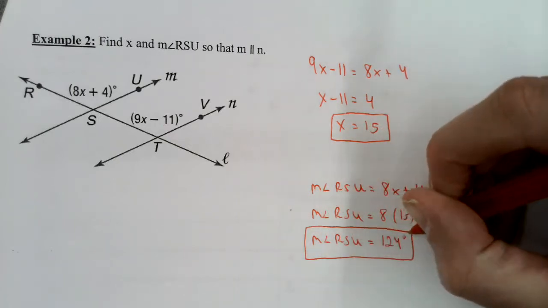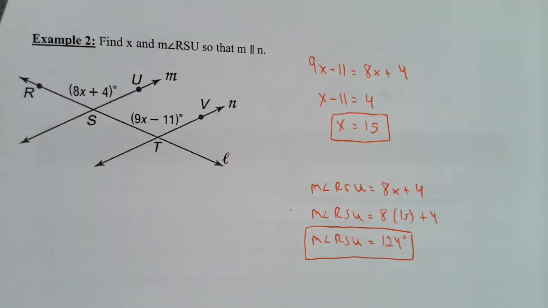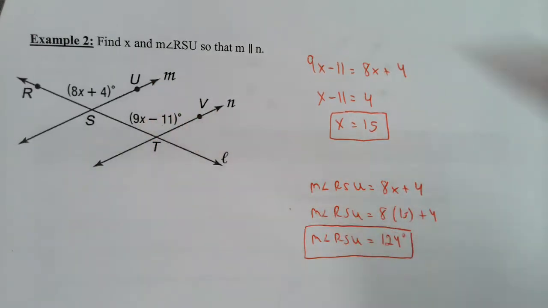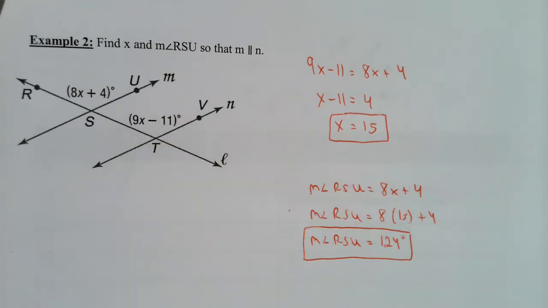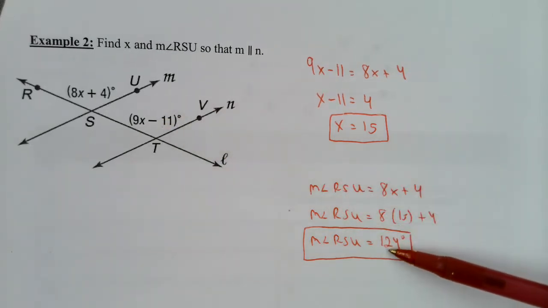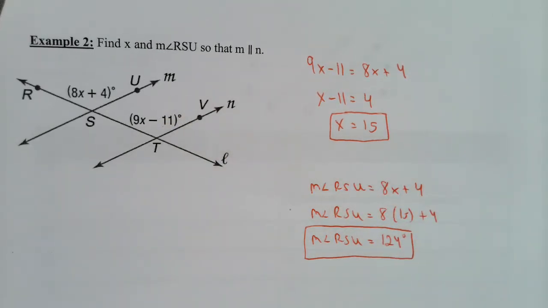Now let's double check that, just to be positive that we're right. Let's test 9 times x minus 11. 9 times 15 is 135, minus 11, because it's minus 11, equals 124. So this also equals 124. It should be the same as that, and it is. So that means I know I got it right just by double checking that.